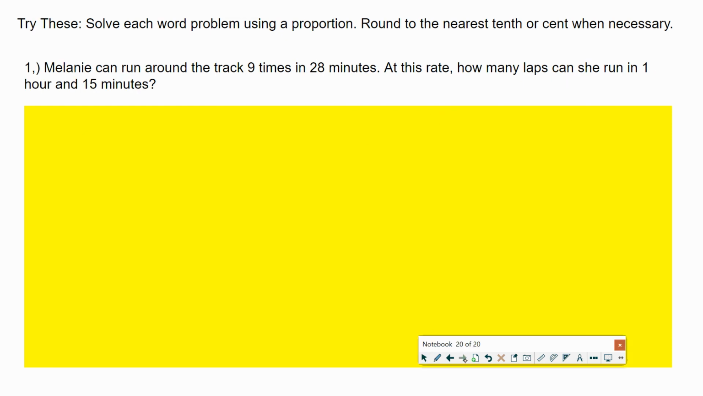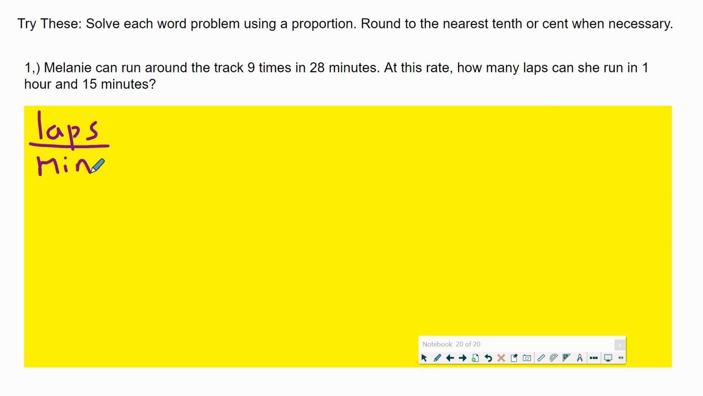Okay, for these next set of problems, what you should do is try the problem on your own, then pause the video, try it on your own, and then replay the video. It says Melanie can run around the track 9 times in 28 minutes. At this rate, how many laps can she run in 1 hour and 15 minutes? So it's laps over minutes.